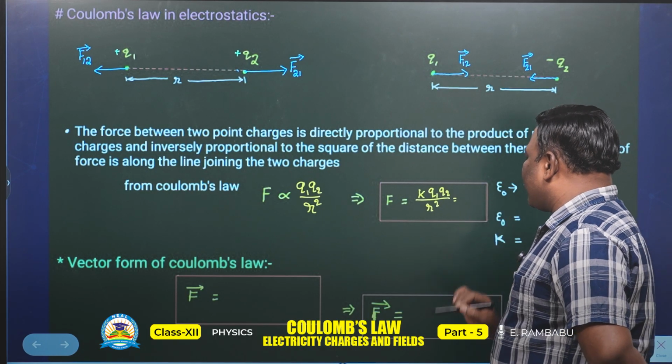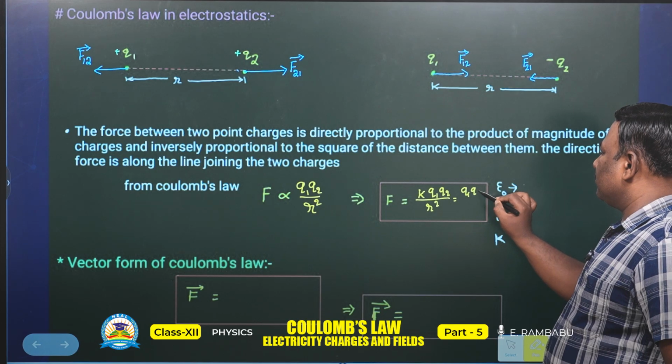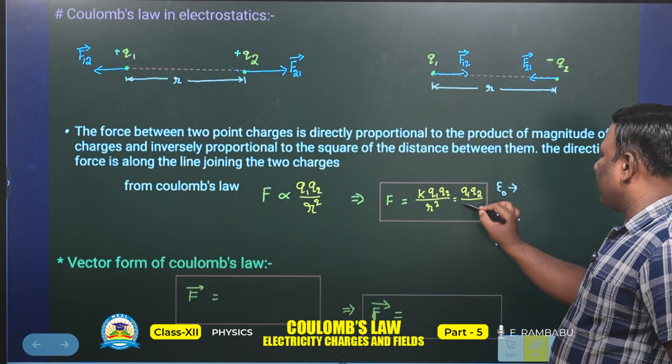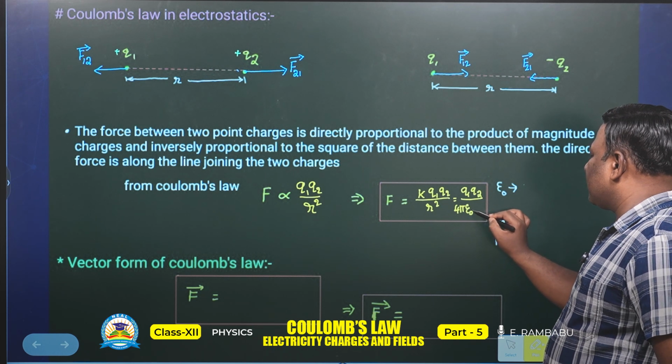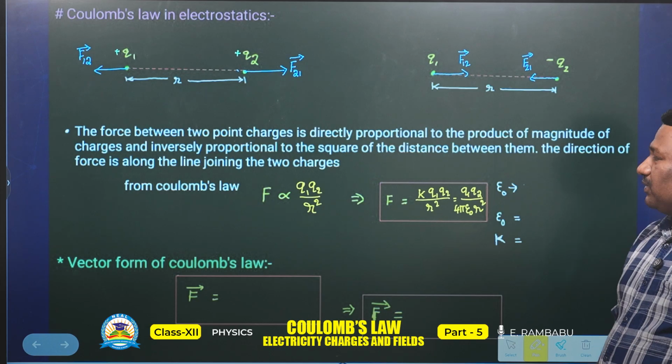Now it can be written as K into Q1 into Q2 divided by R square, where K is nothing but 1 by 4 pi epsilon naught. So force equals 1 by 4 pi epsilon naught into Q1 Q2 by R square. This is known as Coulomb's force.